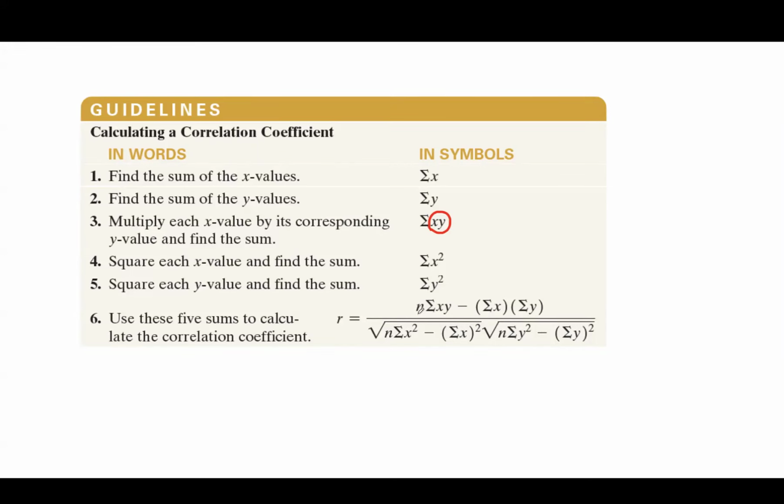On the numerator, you're going to multiply n by the summation of x, y's, minus the summation of x multiplied by the summation of y's. On the denominator, you have the square root of n times the summation of x squared minus the summation of x to power 2. And the second square root is n times the summation of y squared minus the summation of y's to power 2.